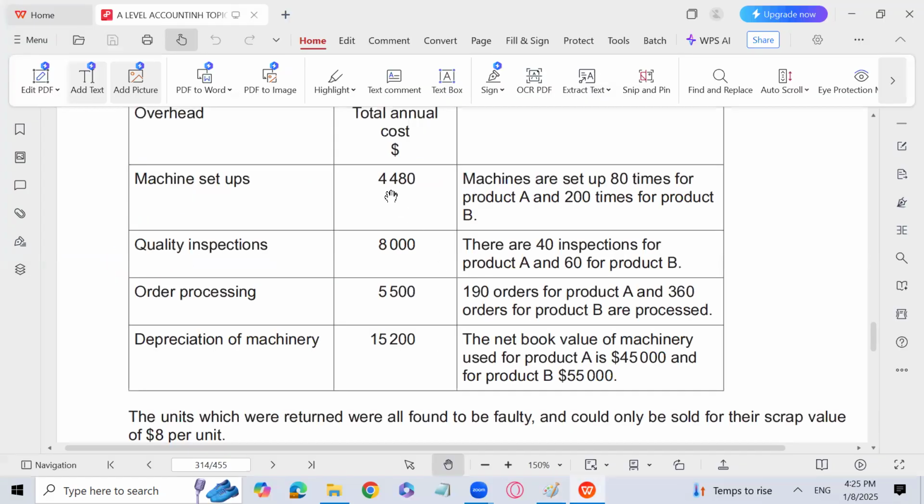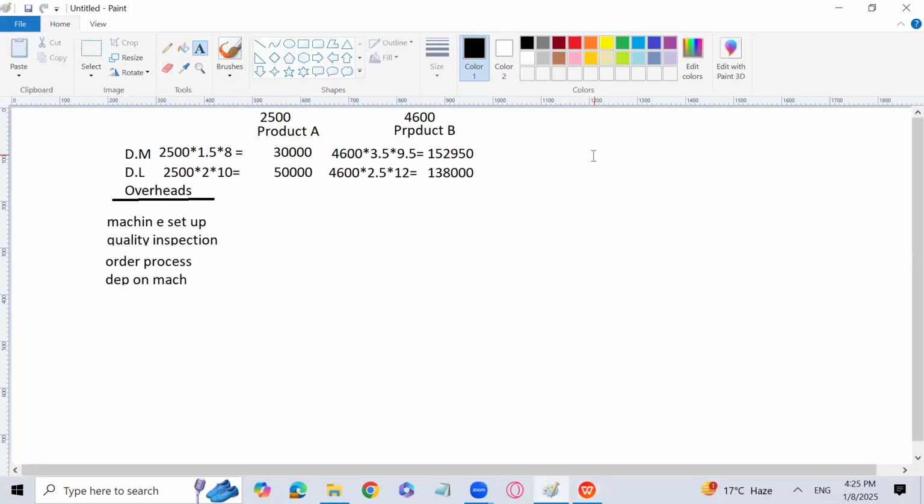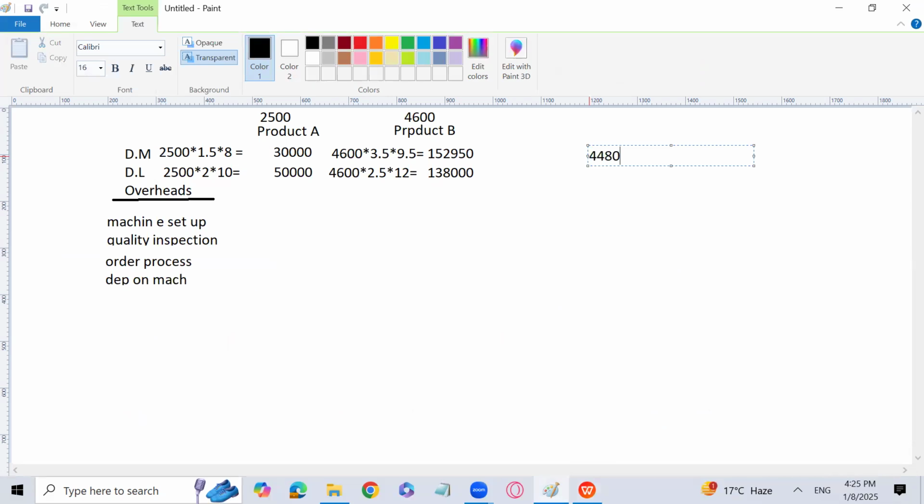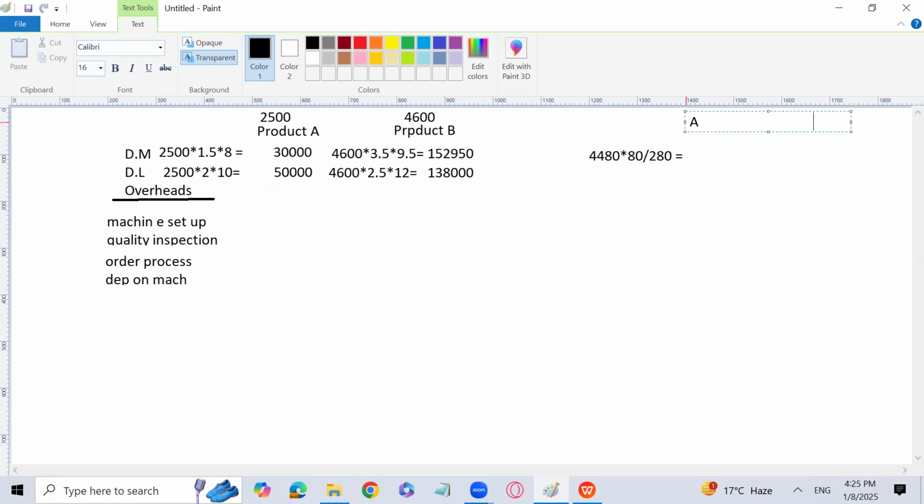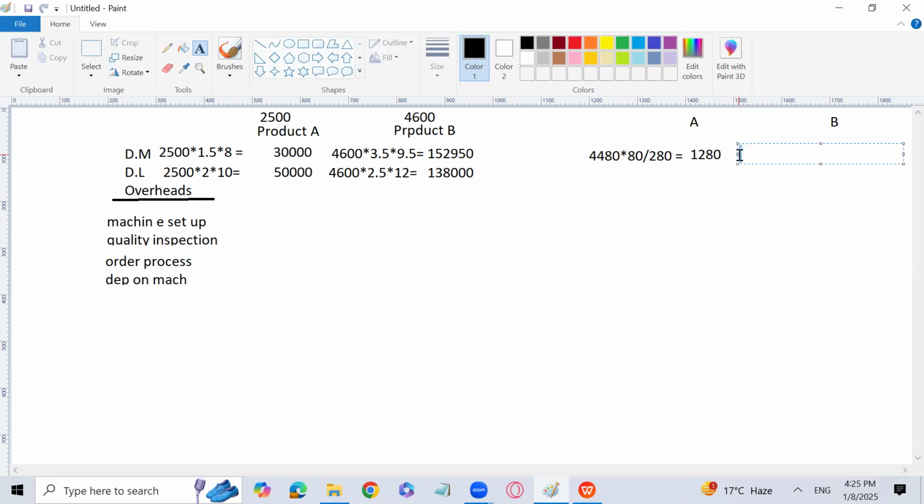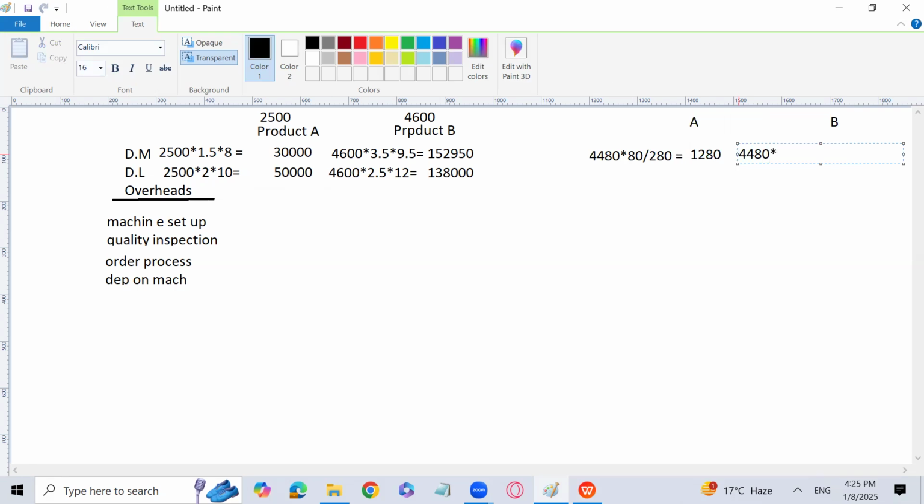So 4480 is the machine setup cost, and the machines are set up 80 times for product A and 200 times for product B. So we calculate 4480 multiplied by 80 over 280. So we will get the machine setup cost for product A: 1280. Then again, 4480 multiplied by 200 divided by 280. You will get 3200 as the cost for product B.